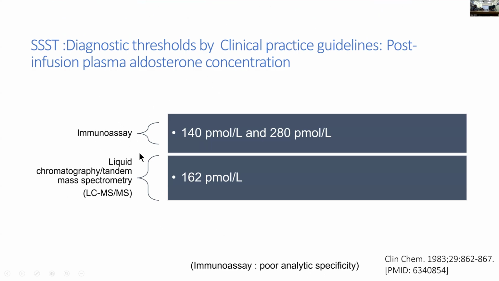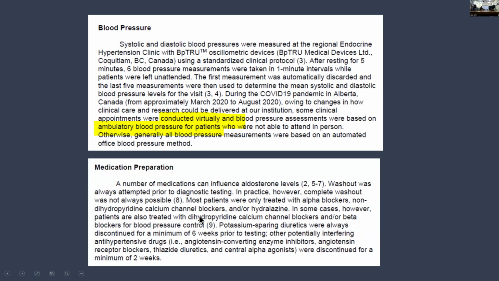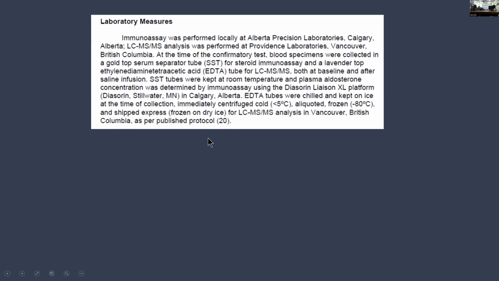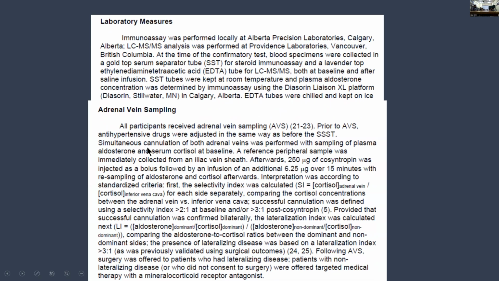So the cutoffs are different for each. Immunoassay is 142 to 280, and for LC it is 162. They have also described how they measured the clinical outcome, which is blood pressure. Most of them had a standard way to measure. But during COVID, some patients could not come for measurement, so they took ambulatory BP measurements. They have mentioned this, but those numbers were quite few. They have also given how the medicines were prepared, how the lab was done, and how the adrenal vein sampling for the definitive treatment was done.